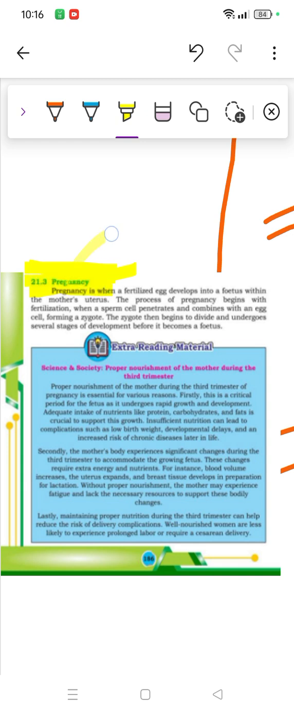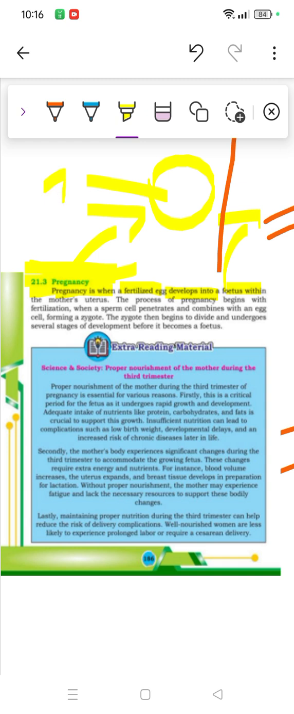What is that? Formation of zygote by sperm. Not zygote, but the formation. Pregnancy is simply formation of zygote by the help of ovum and sperm. So pregnancy is when a fertilized egg develops into a fetus. So this means pregnancy is a stage when ovum and all these things are done. But I was making you clear everything from basics. That's why I mentioned it. Otherwise, the fertilized egg, which is the zygote, is done.